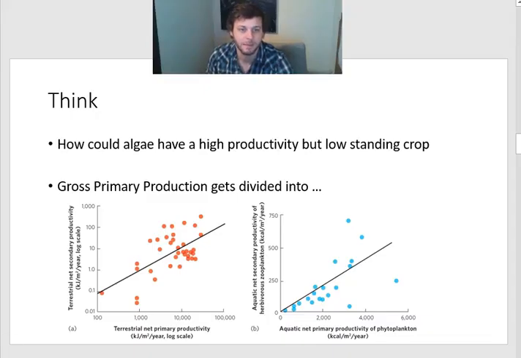All right. The next thing we're talking about is different ecosystems. Different ecosystems are going to have different primary productivity. Why is that?